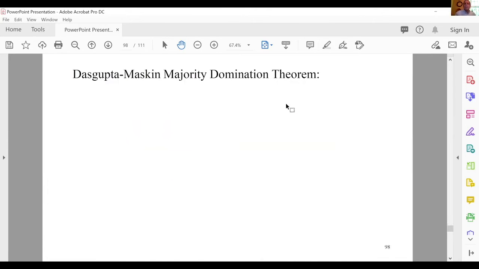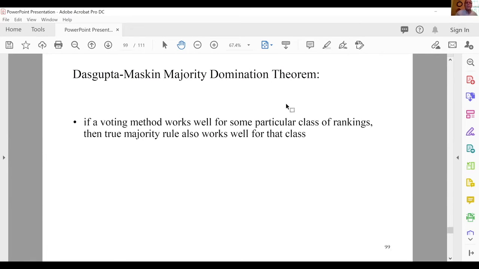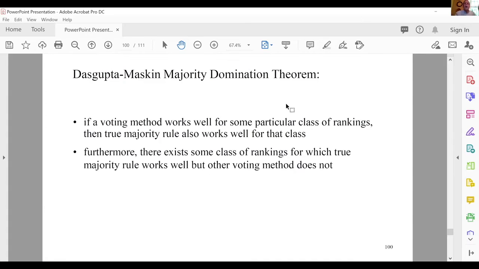And now we come to the main result I want to tell you about, which can be called the domination theorem. It's something that I developed with my co-author, Partha Dasgupta, and it says this: take some voting method that works well in the sense I just defined for a particular class of rankings. Then it must be the case that true majority rule also works well for that same class. And furthermore, there will exist some other class of rankings where majority rule works well, but the voting rule that we started with does not.